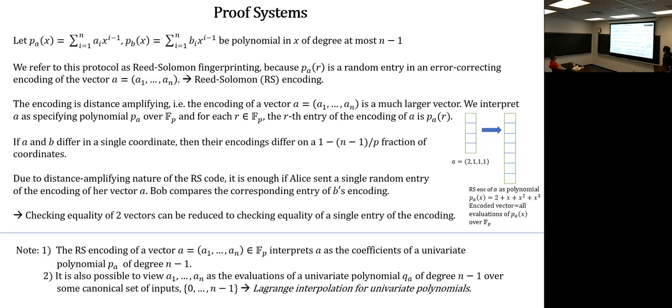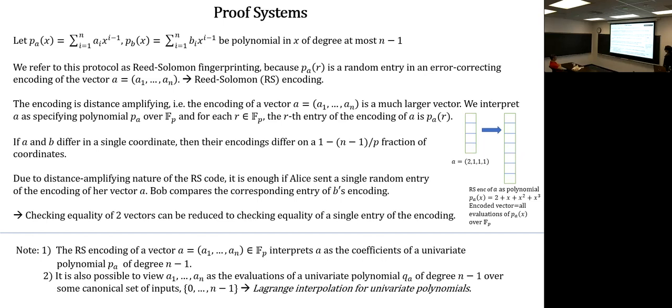Okay, and what is also interesting to see, when we build ZK-SNARKs, is that there is some relation to error-correcting codes. And how this relation looks is as follows. Let's look at these two polynomials of degree n minus one, pA(x) and pB(x), which are two polynomials in x of degree n minus one.